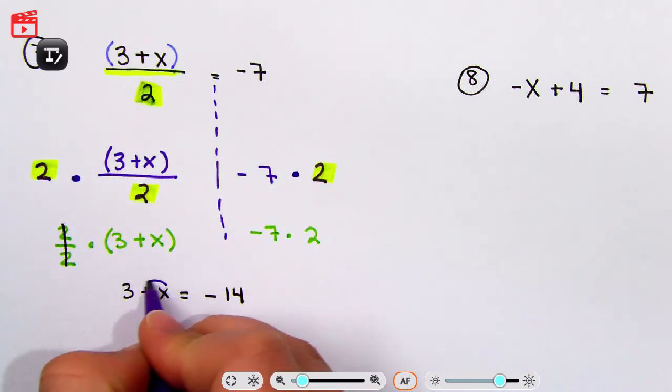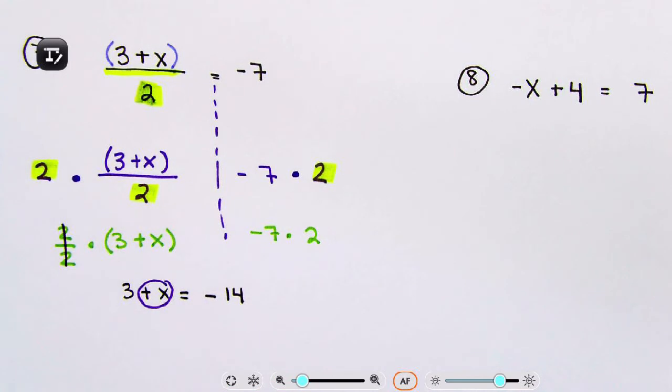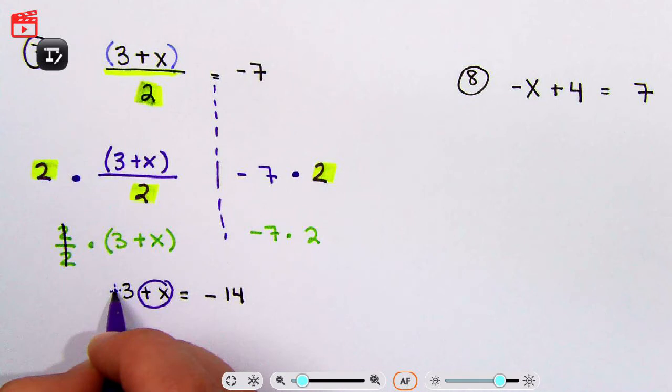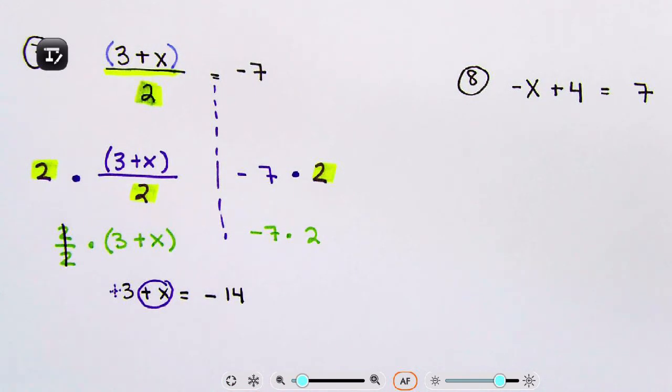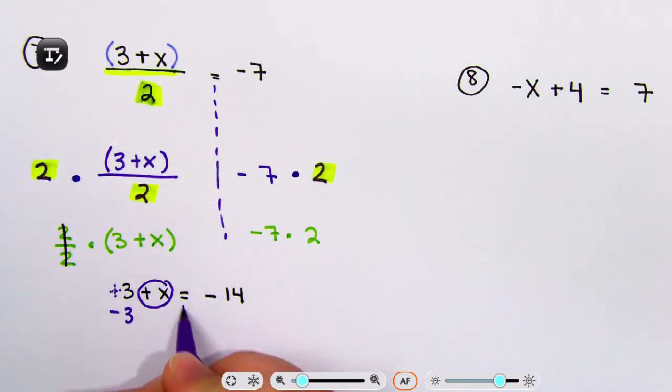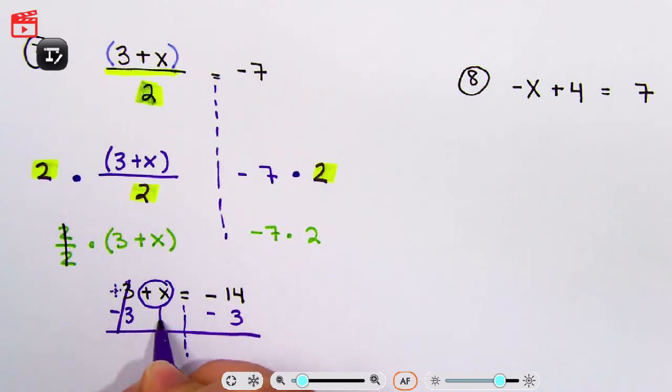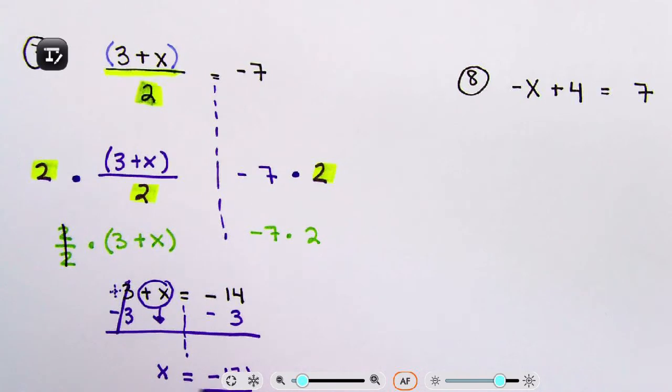Again, x is not by itself. It is attached to this 3. This 3 is a secret positive 3, I'm going to do a little secret plus here. So I'm going to subtract 3. Here's our dotted line. Bring down your x. x is then equal to negative 14 and negative 3. That means I have a negative 17. And let's do one more.